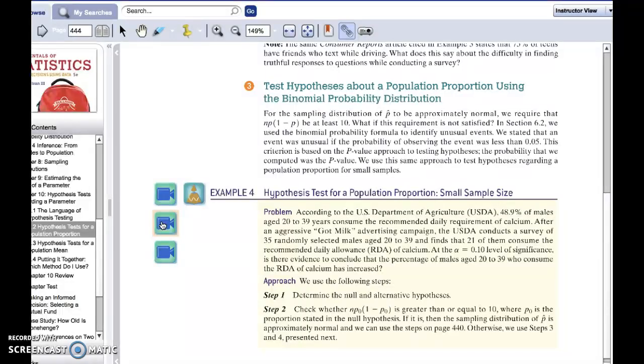So again, this is the less likely scenario. I would recommend practicing with the other 2 examples in this section before you ever get here to be able to compare and contrast. Alright guys, so that's it for this video.